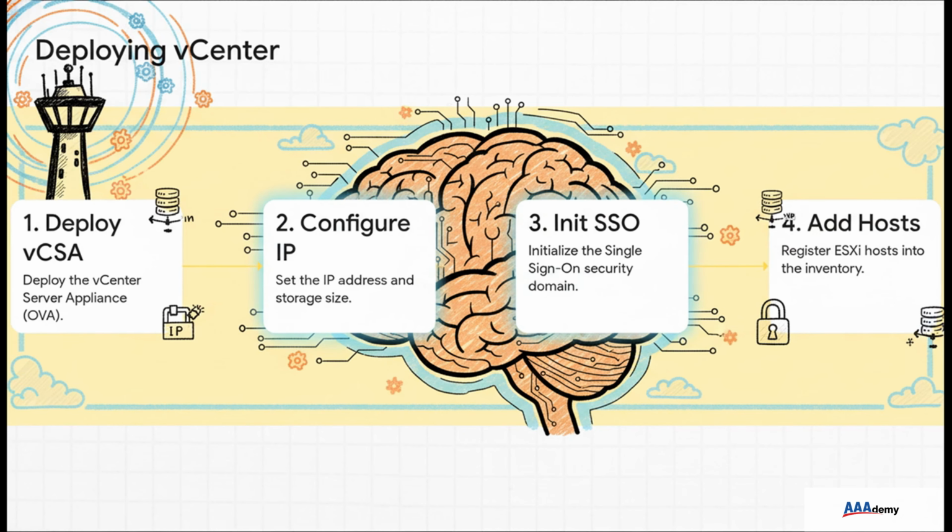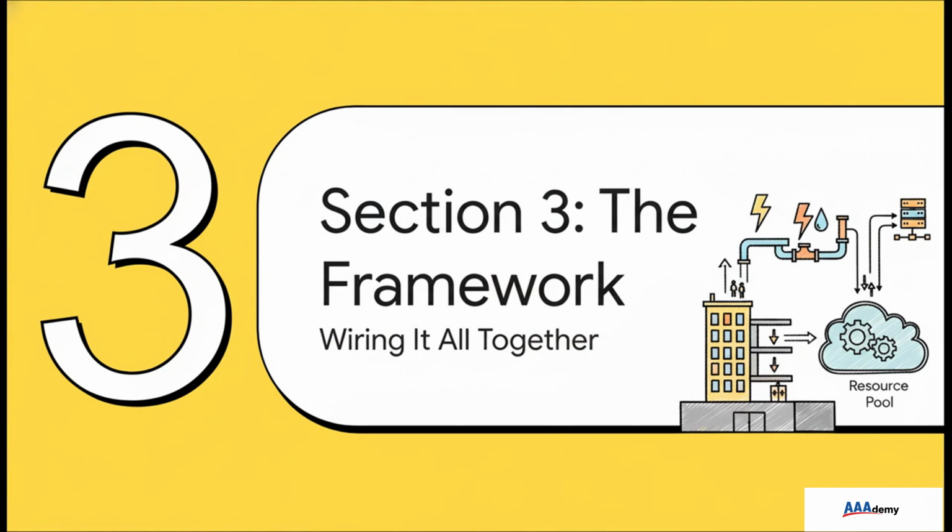Now it's time to build our control tower, vCenter. Deploying the vCenter Server Appliance, or VCSA, is a pretty straightforward 4-step process. You deploy the appliance file, you configure its network and storage settings, you initialize the security domain, and then you start adding your ESXi hosts into it. This thing becomes the brain of the whole operation, giving you that single pane of glass to manage your entire infrastructure.